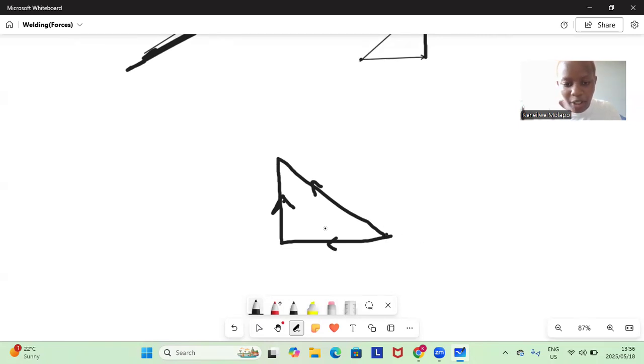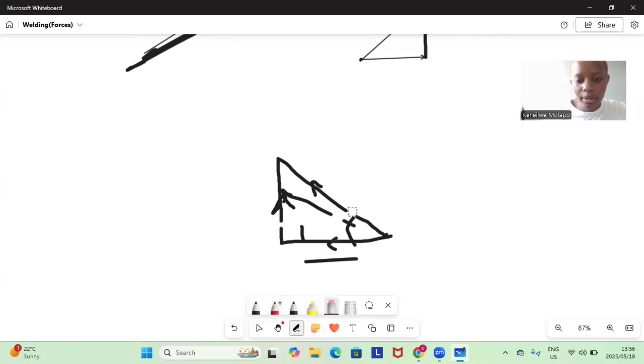Then you have an angle of 90 degrees here. So you know that the side opposite this angle is your hypotenuse. Then to know your opposite and your adjacent, maybe let me say you have an angle here. Then this is your opposite and this is your adjacent.